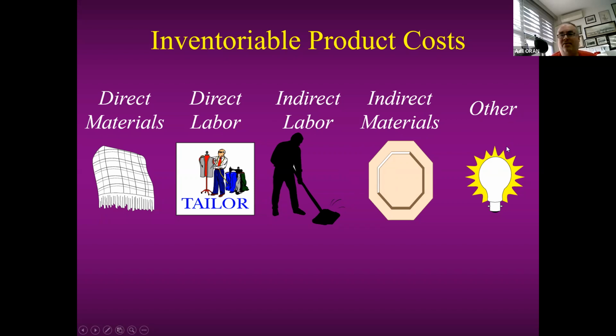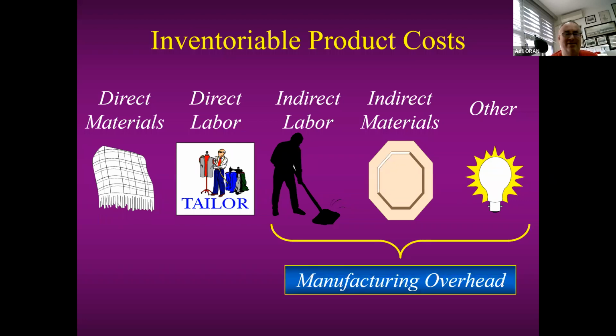You always need another. For example, are you heating? Are you cooling the factory? Are you lighting the factory? So electricity used. Part of it might be directly traceable, but a lot of it is going to be general, and this much is used in the company, but you might not be able to trace it directly to the individual products. So typically, these last three, indirect labor, indirect materials, and the other costs, are called manufacturing overhead.